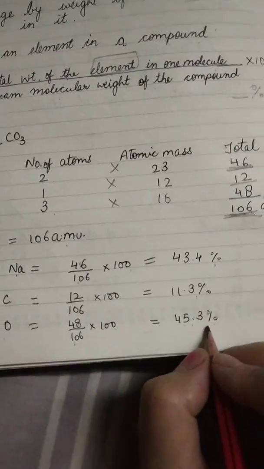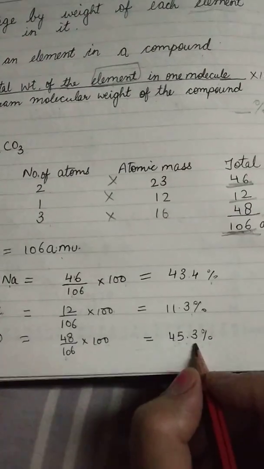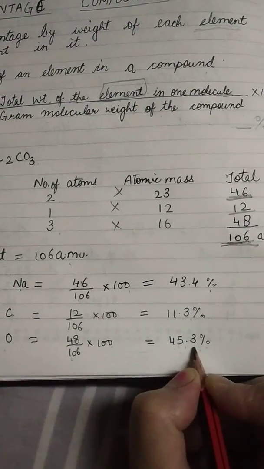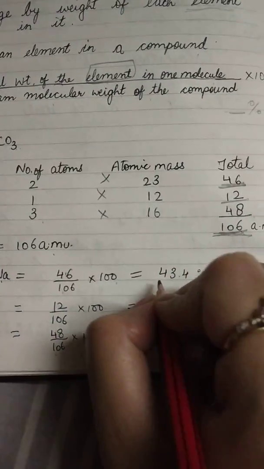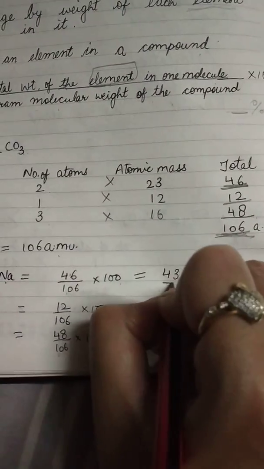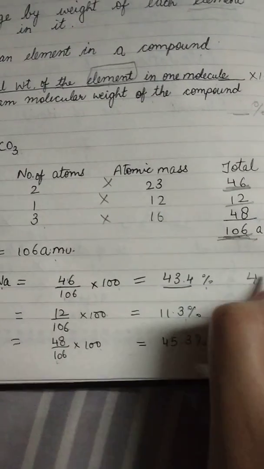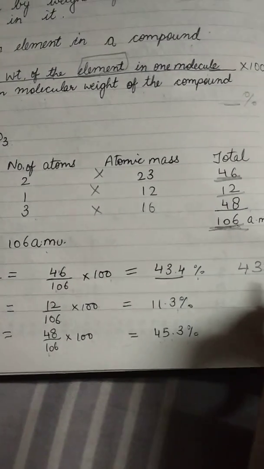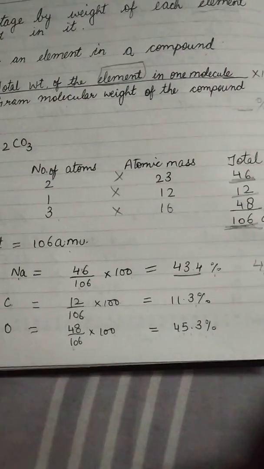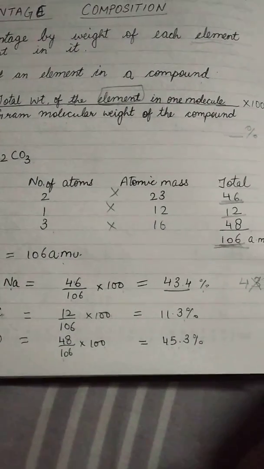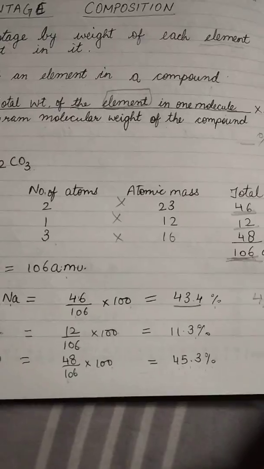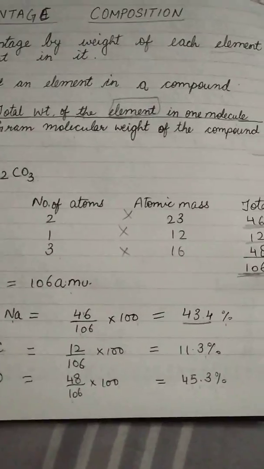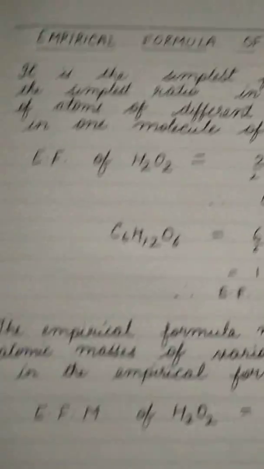And while writing, please do not give the answer rounded off. If it is 43.4, you have to write 43.4. No need to write 43%. It will not be considered, right? So you have to give the exact answer in decimal, whether one decimal place or two, as the answers are coming.